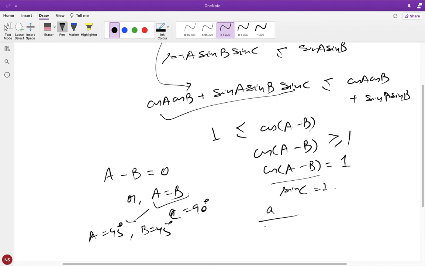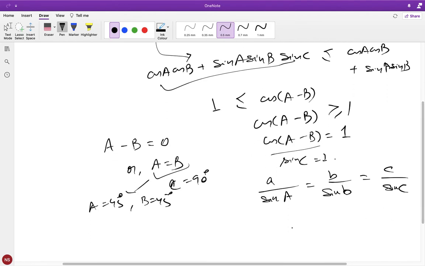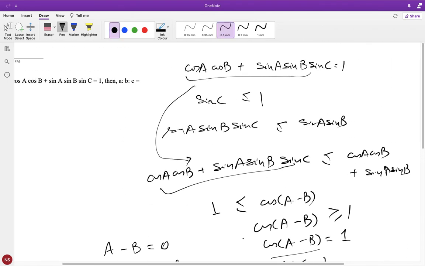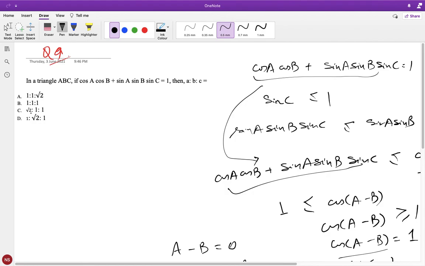Now we know that a by sin A equals b by sin B equals c by sin C in a triangle. So a by sin 45 is 1 by root 2, and sin 90 is 1. So a is to b is to c is 1 by root 2 is to 1 by root 2 is to 1, which equals 1 is to 1 is to root 2.